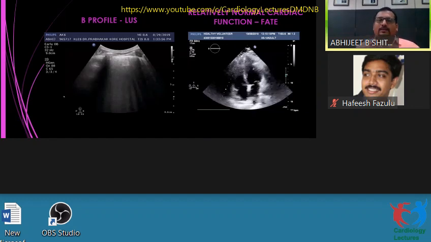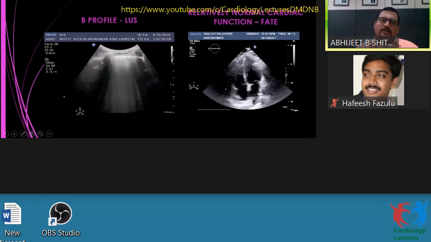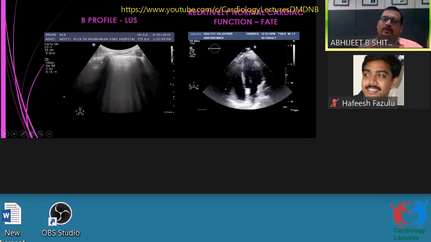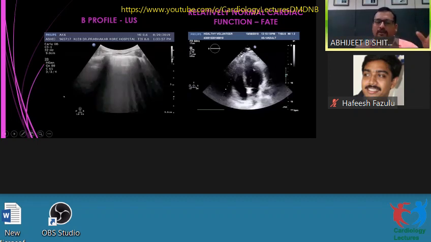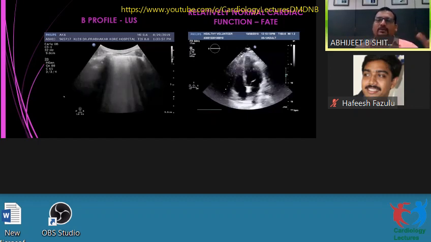So look at this. Near normal LV function, but there are B lines after fluid therapy, and there is no improvement in the pressure. This shows there is a distributive shock. You have to support this particular evidence with blood culture and other modalities like increasing leukocyte count, leukocytosis, and other features of septic shock, like warm shock.